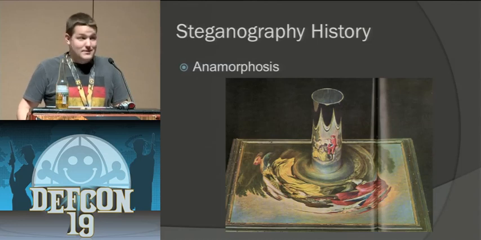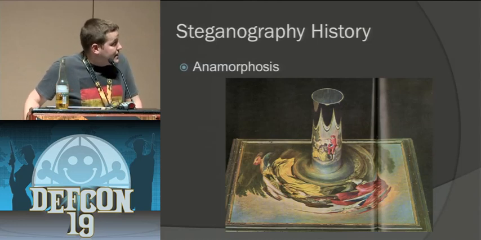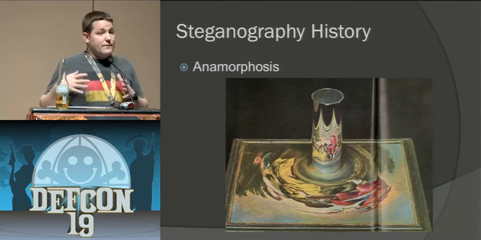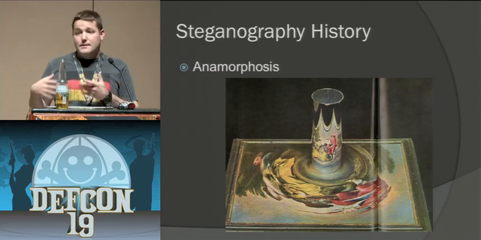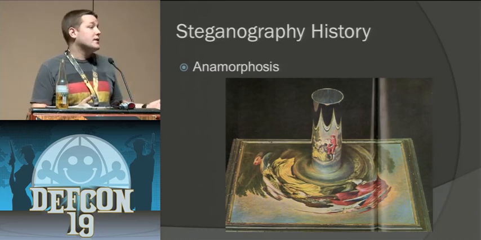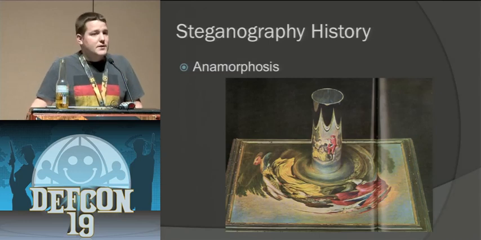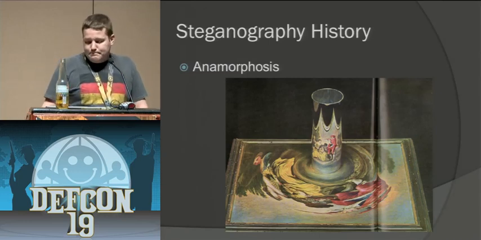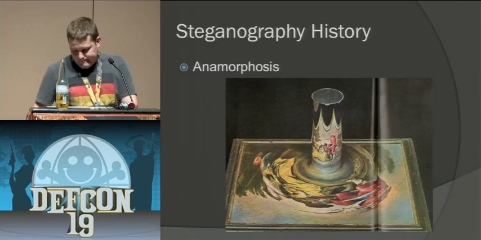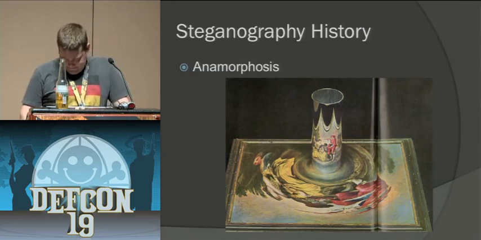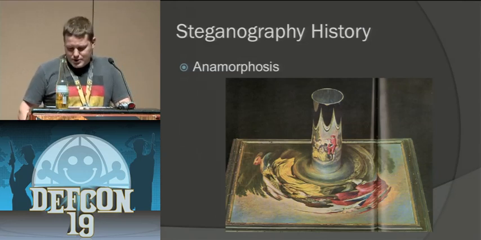Anamorphosis, try saying that 10 times fast. That's an image that you can look at from one angle and it can be one thing, look at it from another angle, it can mean something totally different. This is a good example of that here, where you have a mirrored cylinder and you can see them talking, and around it looks like some sort of beverage or food.